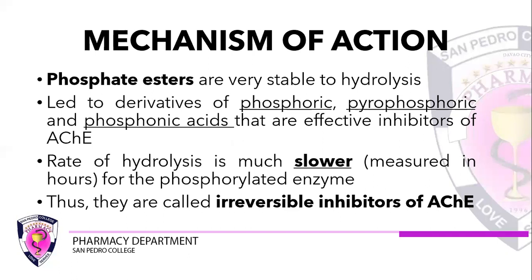Now, eventually sa reversible, di ba mag-regenerate man ang acetylcholinesterase via hydrolysis. Pero the thing about phosphate esters is that ang kanilang hydrolysis is much slower compared to a phosphorylated enzyme. Kaya tinatawag silang irreversible inhibitors. Kailang action is more than a day, more than 10 hours, ganun.